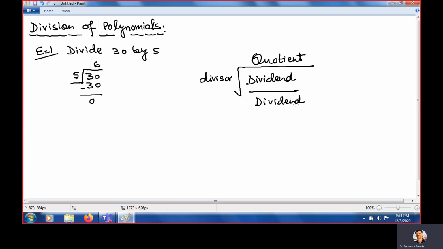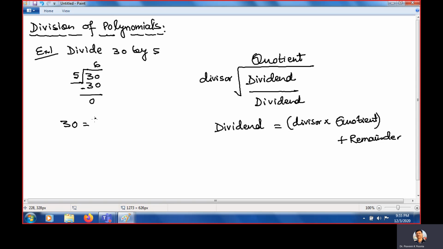Okay, so what if you want to write it? What does this mean? Dividend is equal to divisor times quotient plus remainder. This is the formula. So if you want to write 30 here, 30 is equal to 5 times 6 plus 0. This is the equation that you need to learn how to write. Okay, so this is example number 1.